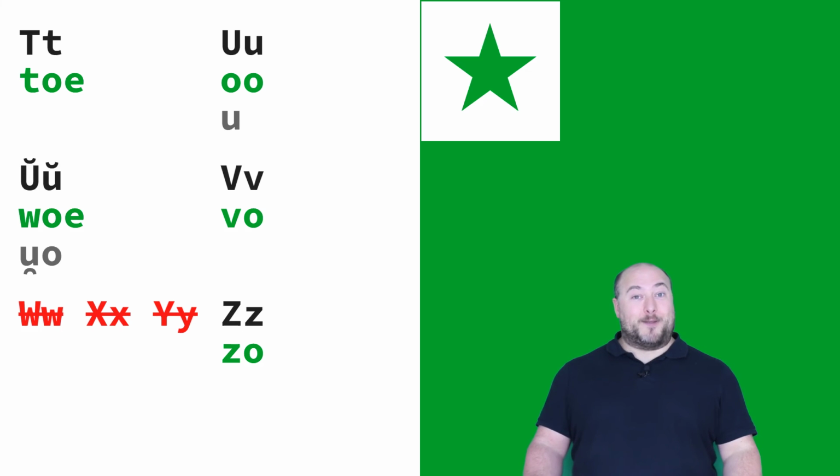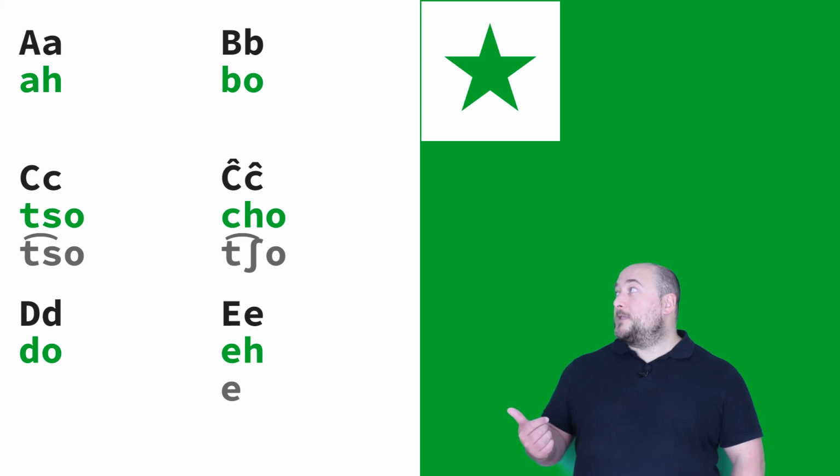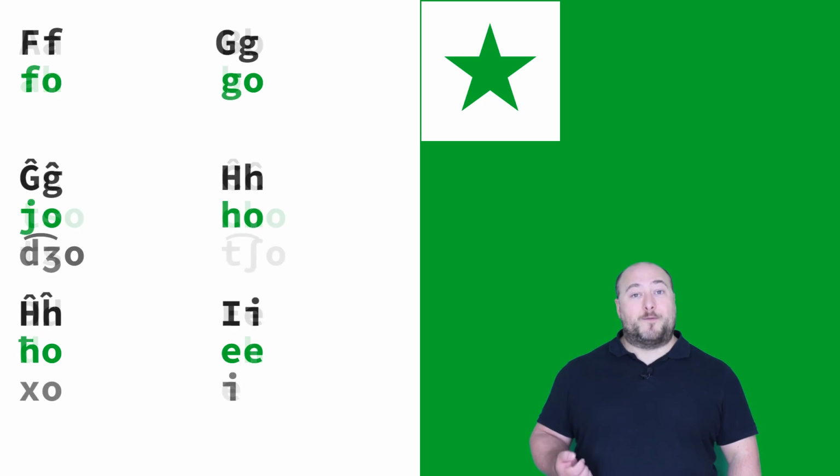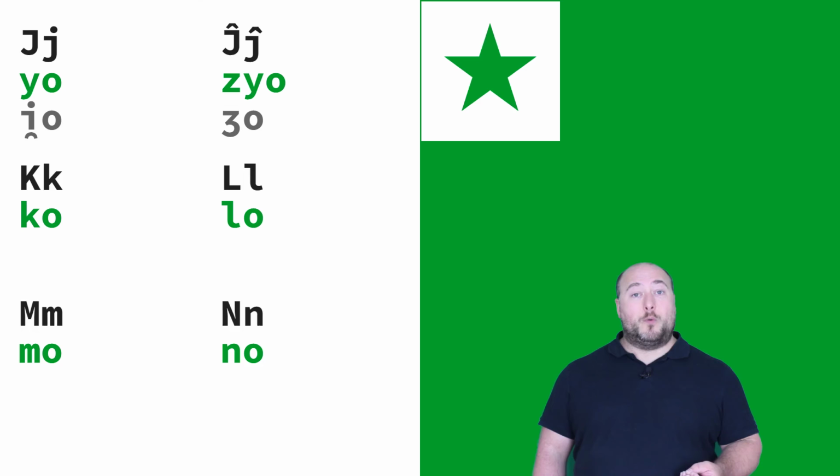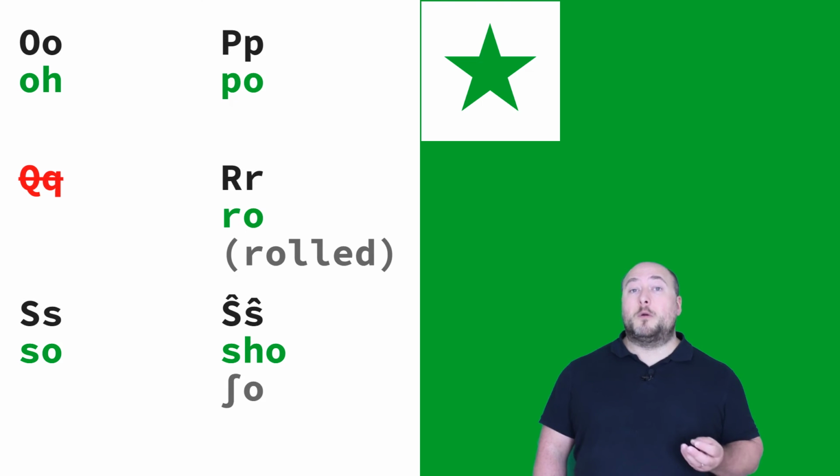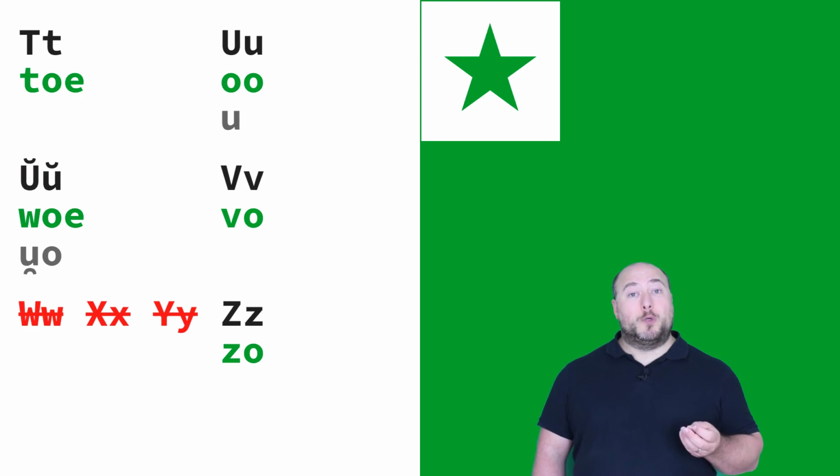So there we go. Now you know the alphabet. So running through those again, we've got A, Bo, So, Cho, Do, E, Fo, Go, Jo, Ho, E, Yo, Jo, Ko, Lo, Mo, No, O, Po, Ro, So, Sho, To, u, wo, vo, and zo.